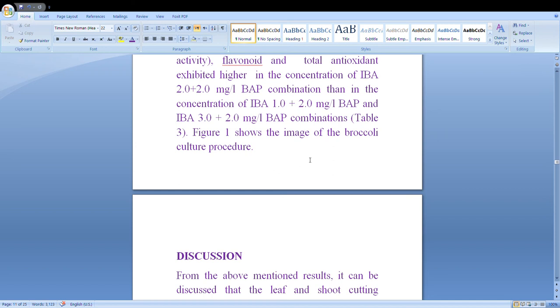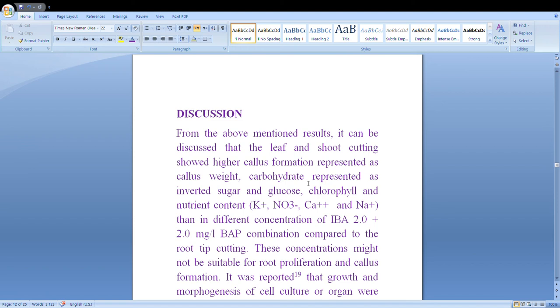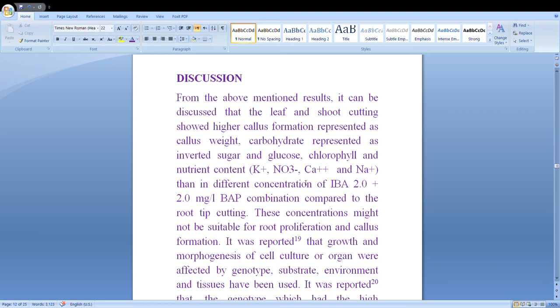Discussion we can see here. From the above mentioned result, it can be discussed that the leaf and shoot cutting showed higher callus formation represented as callus weight, carbohydrate represented as inverted sugar and glucose, and nutrient content, potassium, nitrate, calcium and sodium, in the concentration of IBA 2 plus 2 milligram per liter BAP combination compared to the root tips cutting. This concentration might be suitable for root proliferation and the callus formation.